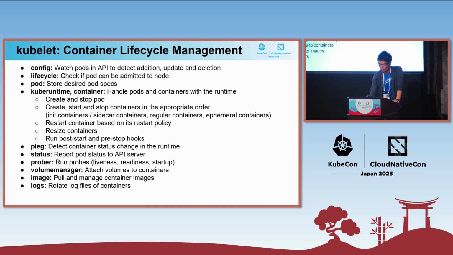PLEG, or the pod lifecycle event generator, monitors the runtime for container state changes. If a container dies unexpectedly, Kubelet finds it out here. The status package collects the current status of pods and reports it back to the API server. Probes are implemented in the prober package. It runs liveness, readiness, and startup probes to track the health of containers. Volumes, images, and logs are also managed.